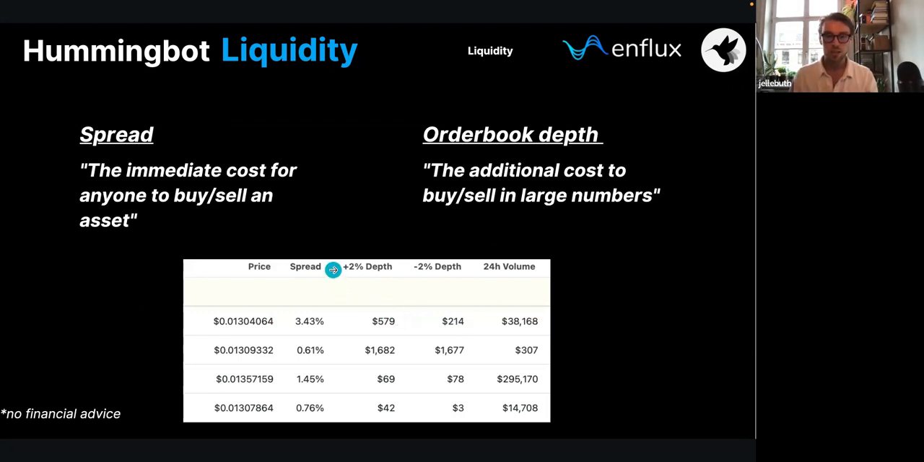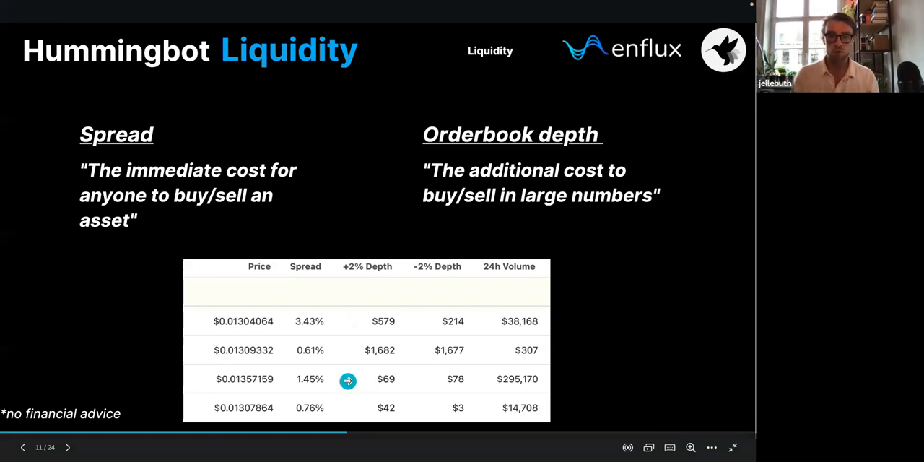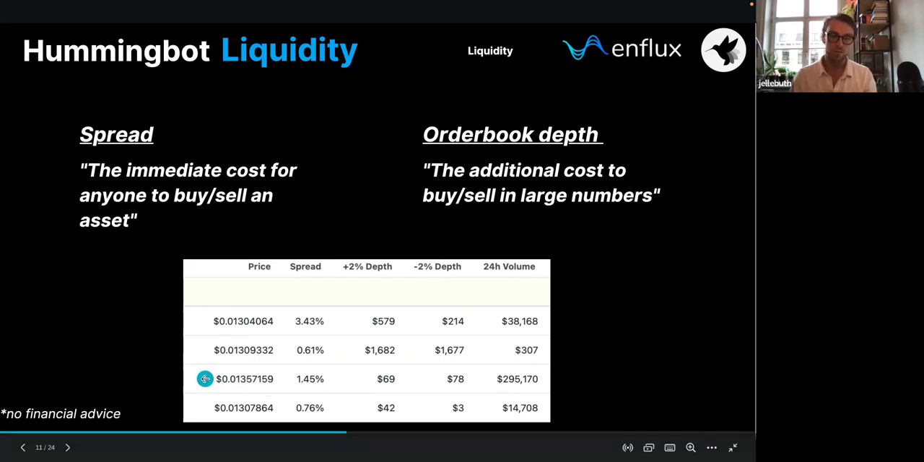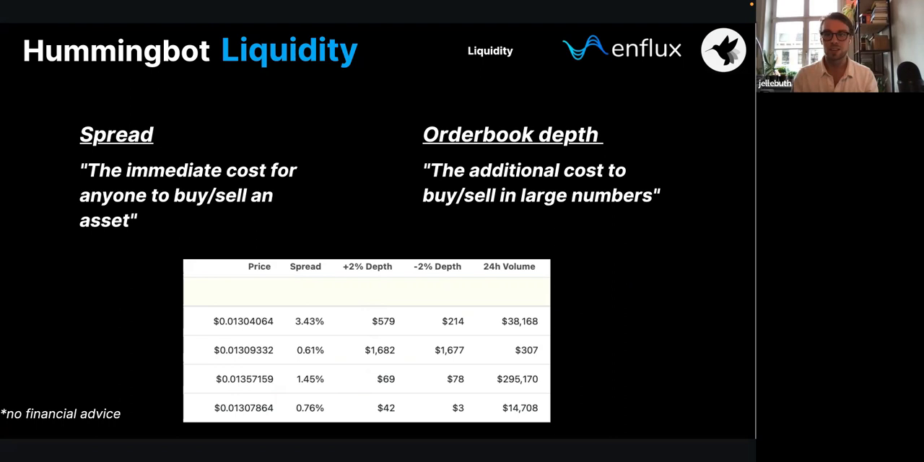What that means in this case, if I would be buying on the exchange here, an order of $70 will cost me up to 2% more than the fair price that is stated here. That's kind of how you can see it. So when we're talking about order book depth, I mostly talk about the additional cost of buying and selling in large numbers. This is the immediate cost for any trader, regardless of the size, and there's an additional cost added on top of that for trading in larger quantities.